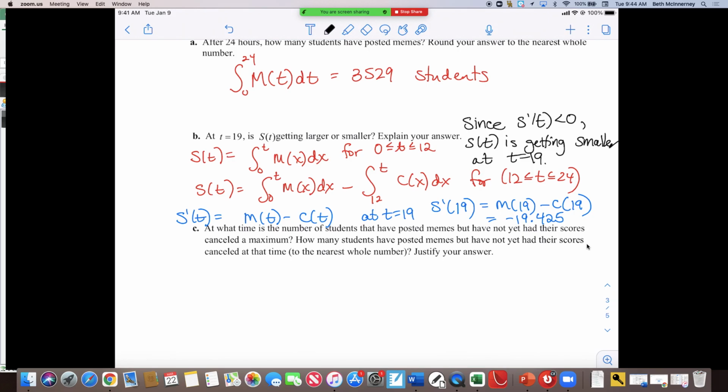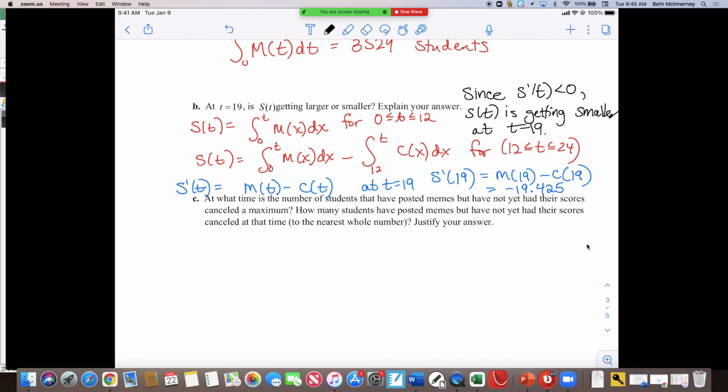All right, part C. At what time is the number of students that have posted memes but have not yet had their scores canceled a maximum? How many students have posted memes but have not yet had their scores canceled at that time? Rounded to the nearest whole number. So we know we're going to need to do the endpoints. That's s of 0 and s of 24. But then we need to find the times when s prime of t equals 0.